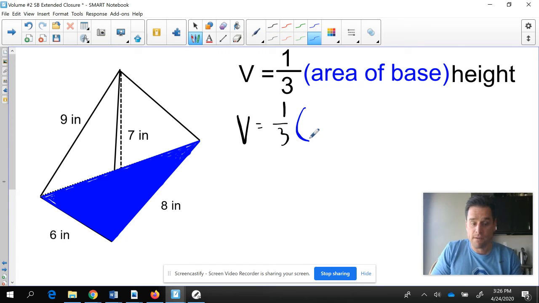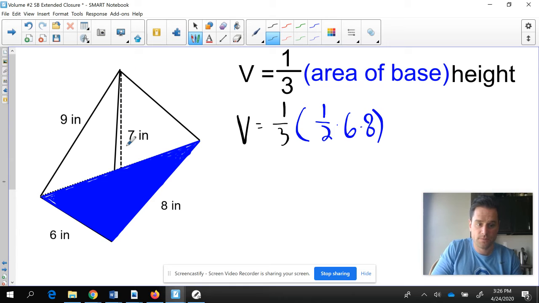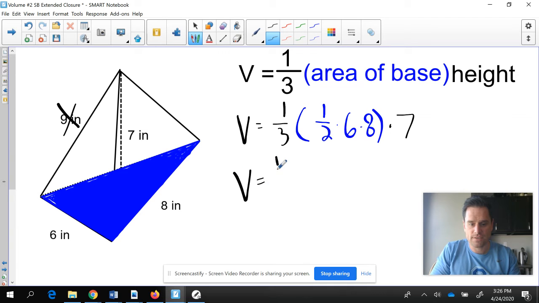You have to find the area of the base. Well, guys, the area of the base here is a triangle. So we have to find the area of a triangle, which is 1/2 times 6 times 8. And the height, you guys can see from top to bottom, is 7. The number you don't need is 9. We kind of put it on there just to make sure you guys are paying attention, but you don't need the 9. So I always like to solve the area of the base first, and you can do this in your head. 1/2 of 6 is 3. 3 times the 8 is 24.